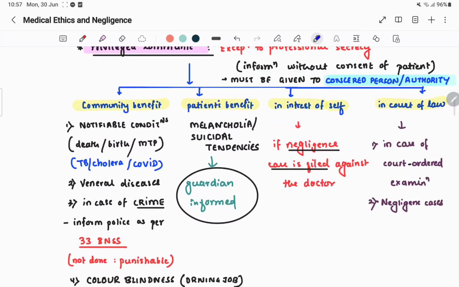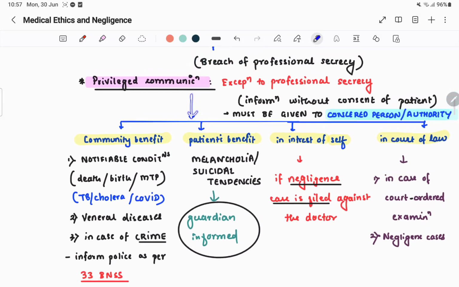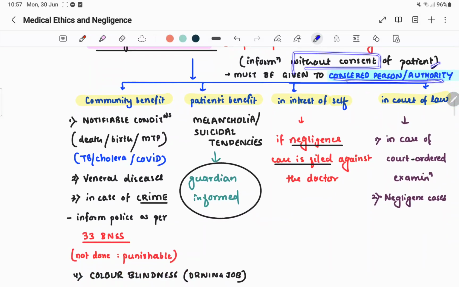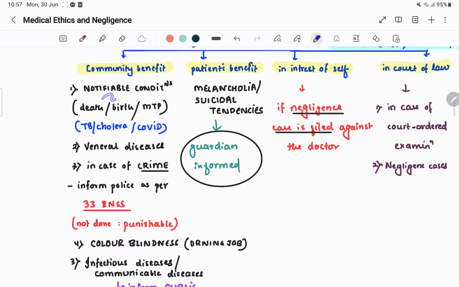In what conditions is this privileged communication done? Privileged communication means a person's information can be shared with the relevant authority, the relevant person, without consent. In what conditions? If there is a community benefit, for example notifiable conditions: death, birth, MTP, TB, cholera, COVID, all of these are notifiable conditions. If a person is suffering from TB, it is a notifiable disease.